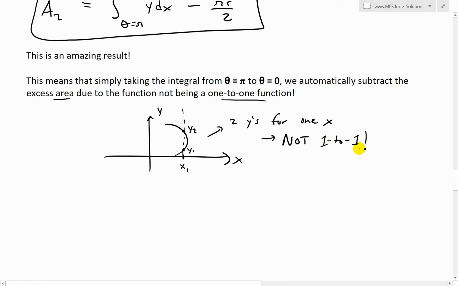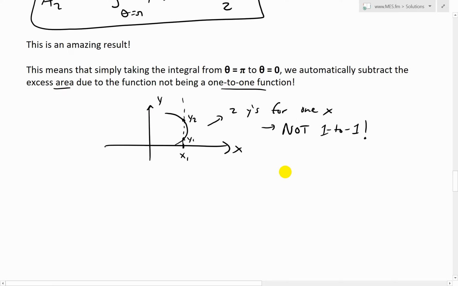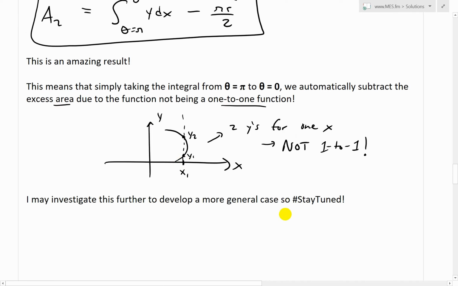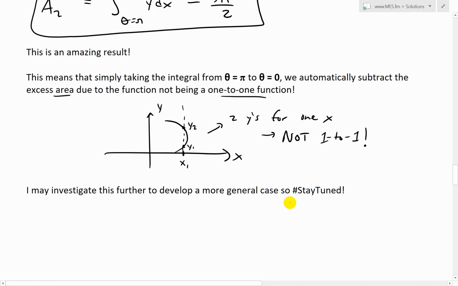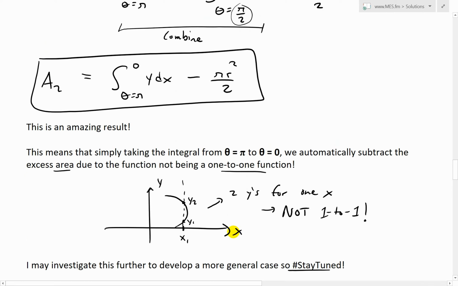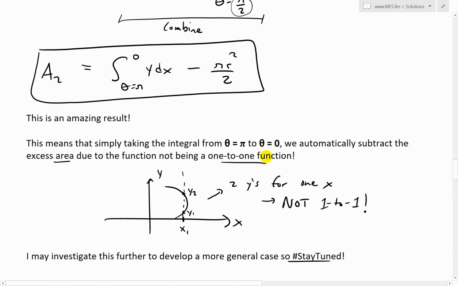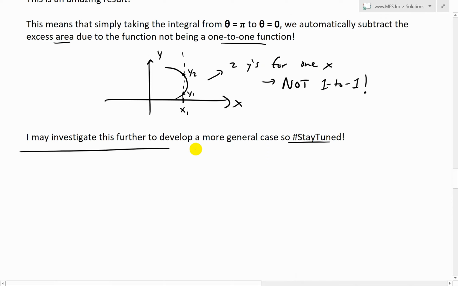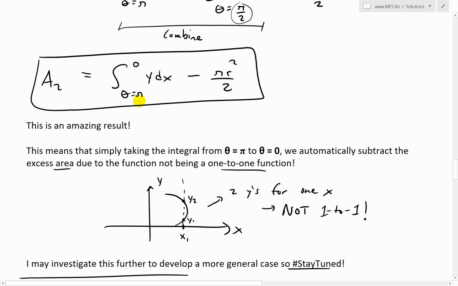Just for reference, for these kinds of equations, what I just showed is that, for this case at least, it still subtracts, which is quite amazing. Now I may investigate this further and develop a more general case, so hashtag stay tuned to see how it works for other cases. But for this one it's pretty cool like that. So let's just go back to solving this. Now that we have that formula, let's solve this one first.